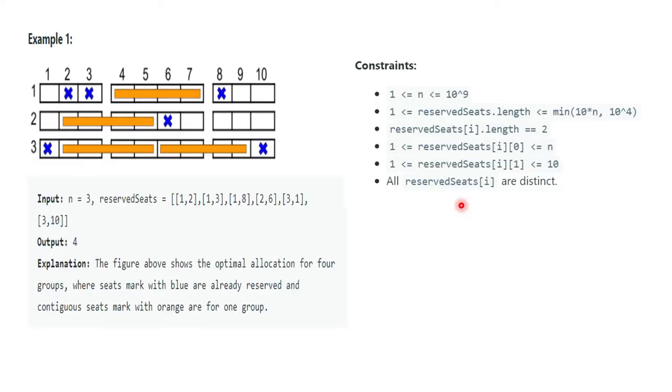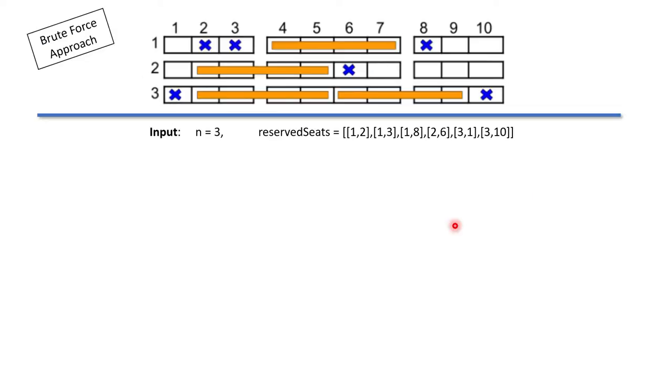Now just talk about a few constraints here. So the number n, the number of rows, can be from 1 to 10 to the power 9. And the reserved seats length can also be 1 to minimum of 10 to the power n, comma, 10 to the power 4. So what we can see from here is the number of rows or the reserved seat array can be a big length array or a big number. So we have to keep that thing in mind.